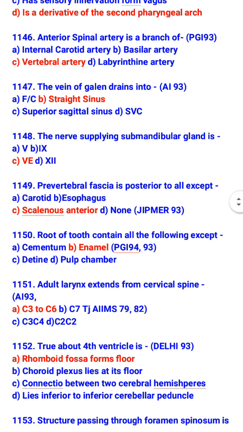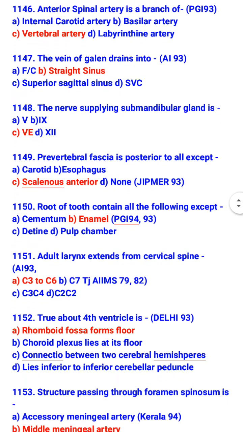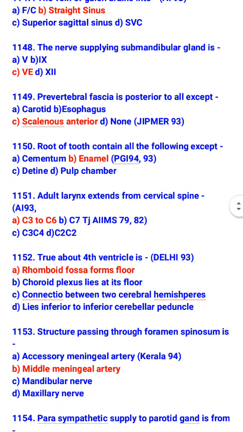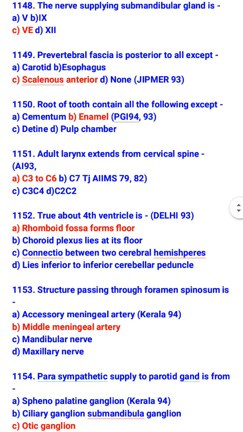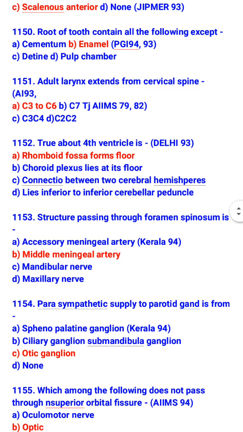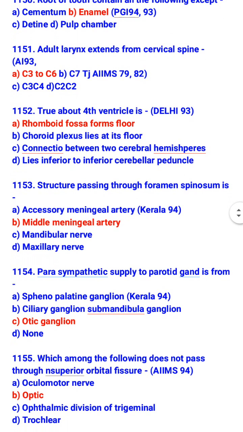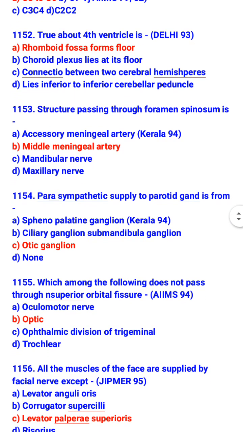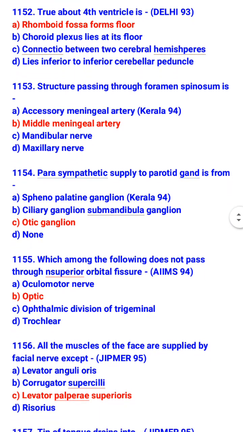Root of teeth contain all of the following except enamel. Root of the teeth does not contain enamel, it contains cementum, dentine, and pulp chamber. Adult larynx extends from cervical spine C3 to C6. True about fourth ventricle is rhomboid fossa forms the floor. Structure passing through foramen spinosum is middle meningeal artery. Parasympathetic supply to parotid gland is from otic ganglion.